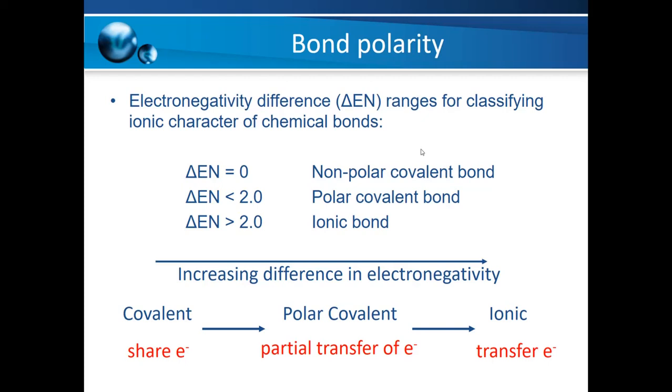And when the electronegativity difference is less than 2, it is referring to a polar covalent bond. And finally, if the electronegativity difference is more than 2, it exhibits ionic bonding, with increasing difference in electronegativity. So for covalent bonding, we share the electron. For polar covalent, partial transfer of electron, and ionic bonding is transfer of electron.